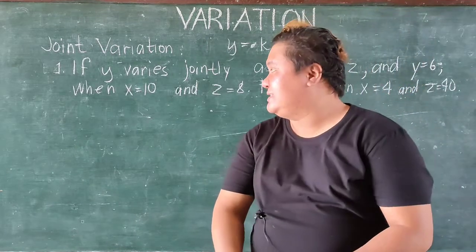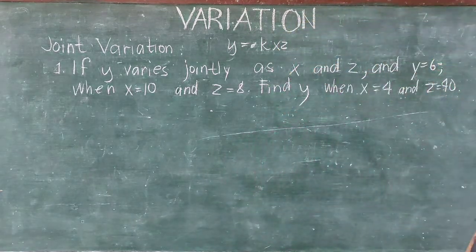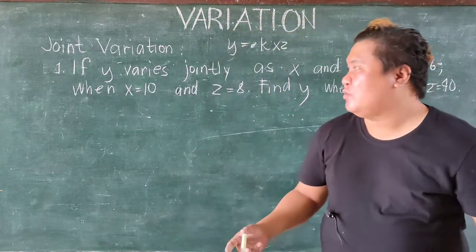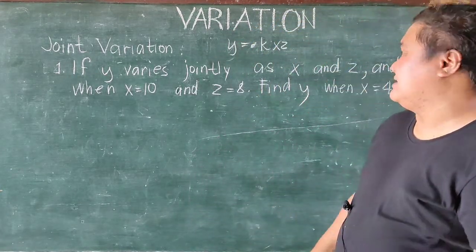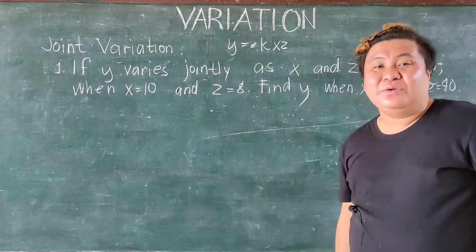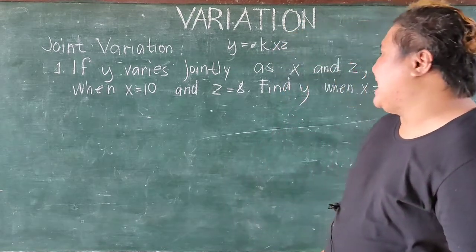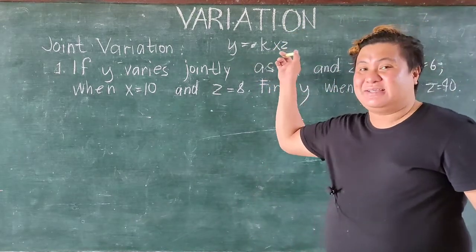Let's have example number 1. If y varies jointly as x and z, and y is equals to 6 when x is equals to 10 and z is equals to 8, find y when x is 4 and z is 40. In the first sentence, we have y varies jointly as x and z. So, again, we are going to use the exact formula, which is y is equals to kxz.